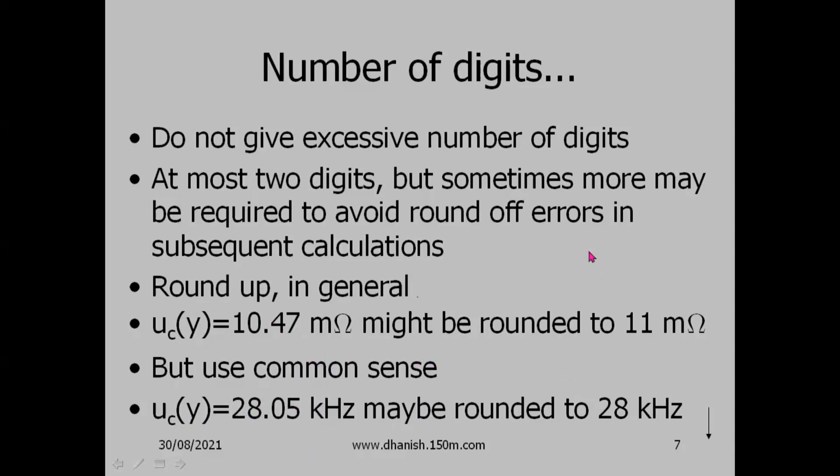So we have seen the Welch-Satterthwaite formula also, the degrees of freedom is always rounded down. So when you reduce the degrees of freedom, the coverage factor will increase and the uncertainty will increase. So uncertainty, we always try to keep it on the higher side.